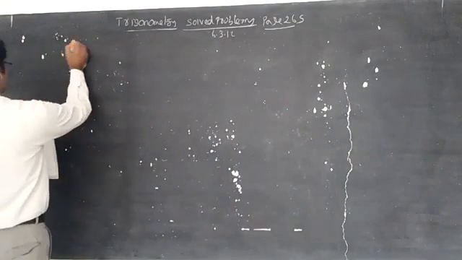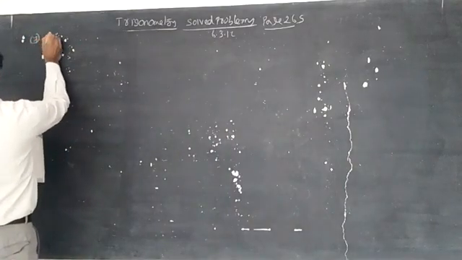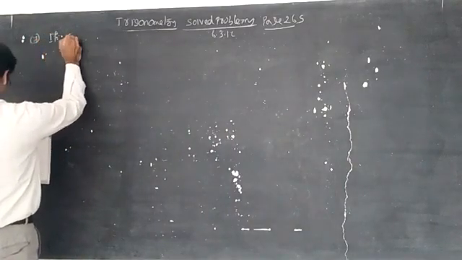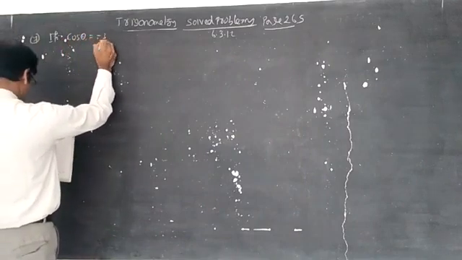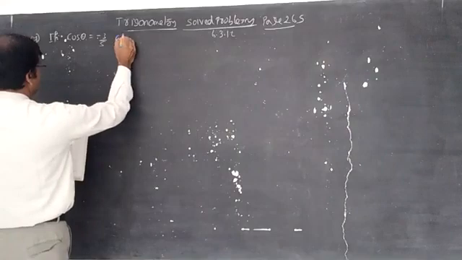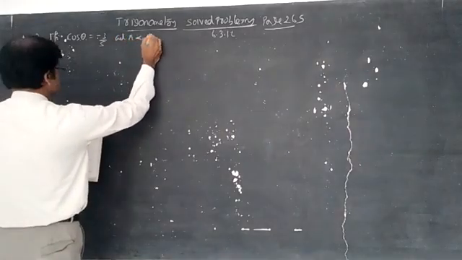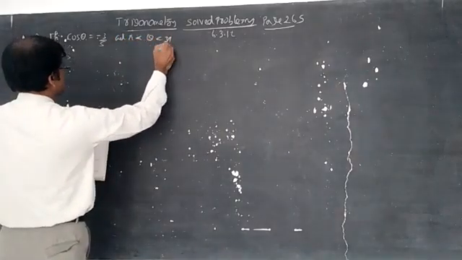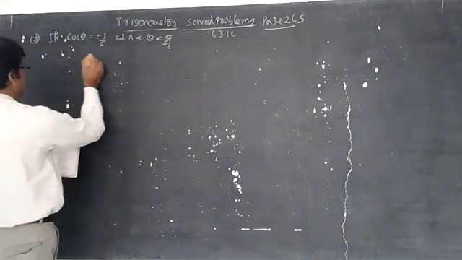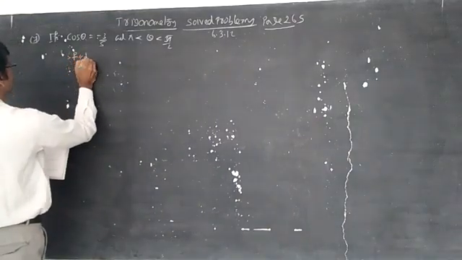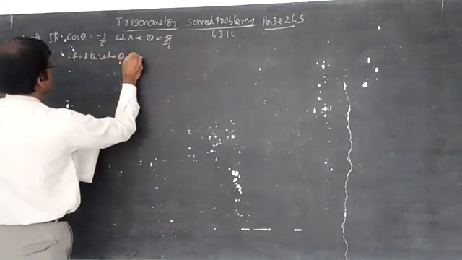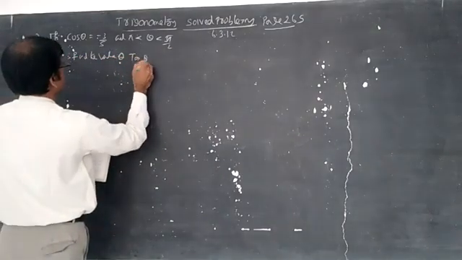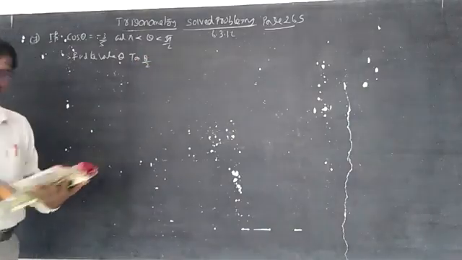Now, 7th question. If cos theta is equal to minus 3 by 5 and pi less than theta less than 3 pi by 2, find the value of tan theta by 2.